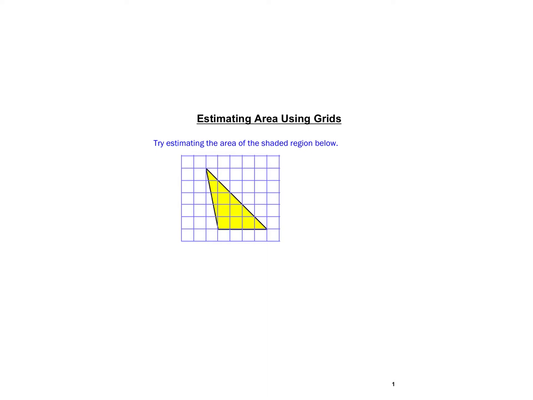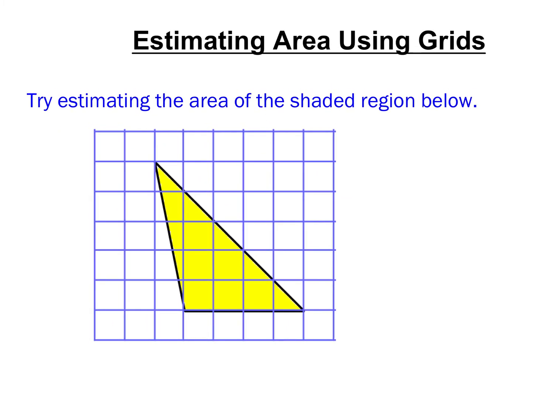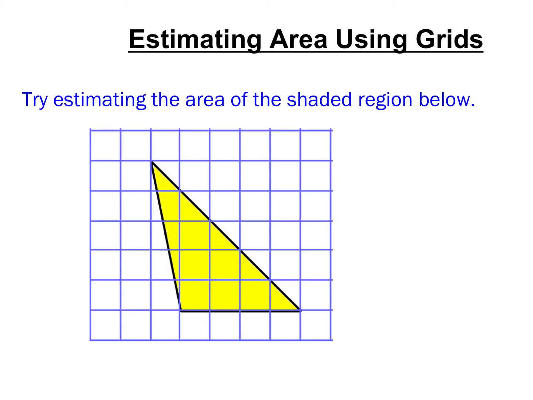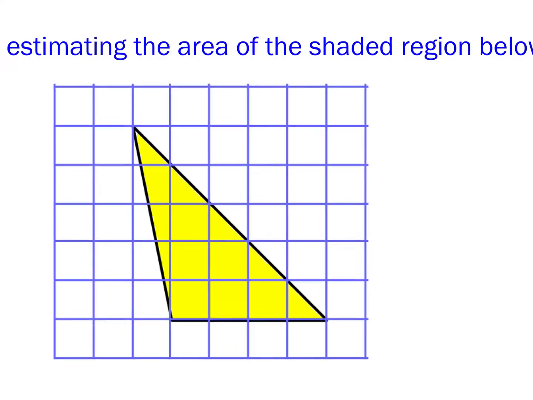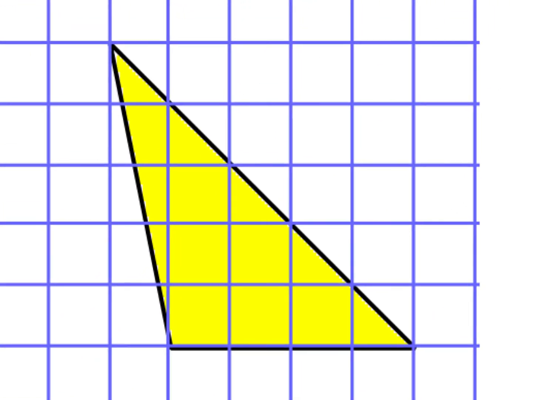All right, here we go. Today's lesson is all about estimating area using grids. So in this lesson, we're not going to make use of a formula to find the area. Instead, we are going to just estimate the area, trying to figure out how many grid squares are occupied by this triangle.